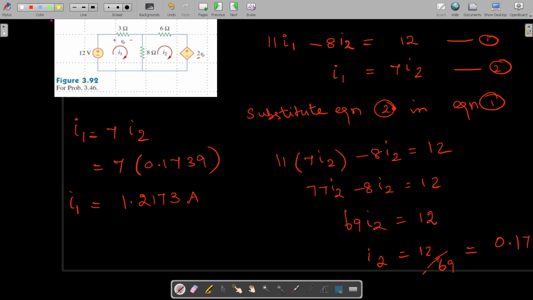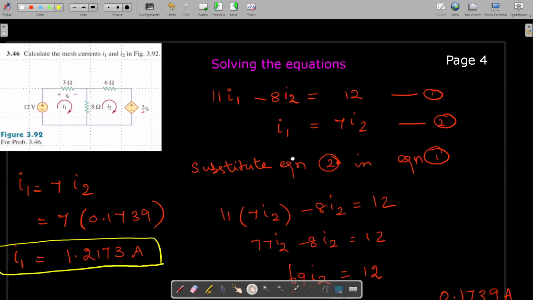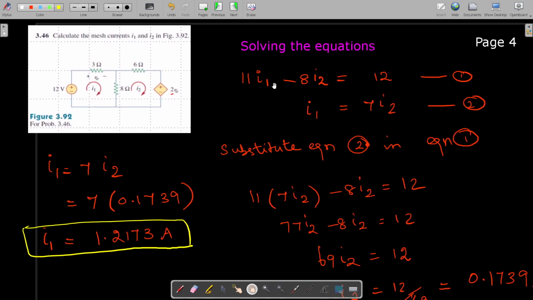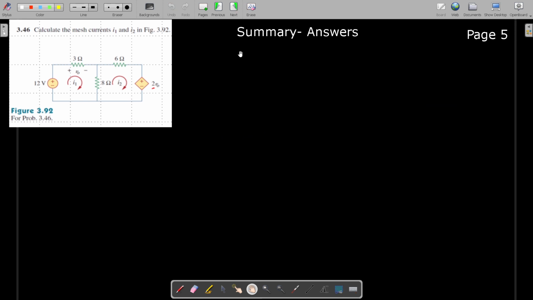Okay, fine. So in the fourth page, by solving the equations, we got two answers, which are the required answers. So we can summarize this. So the answers are I1 is equal to 1.2173 and this I2 is equal to 0.1739.